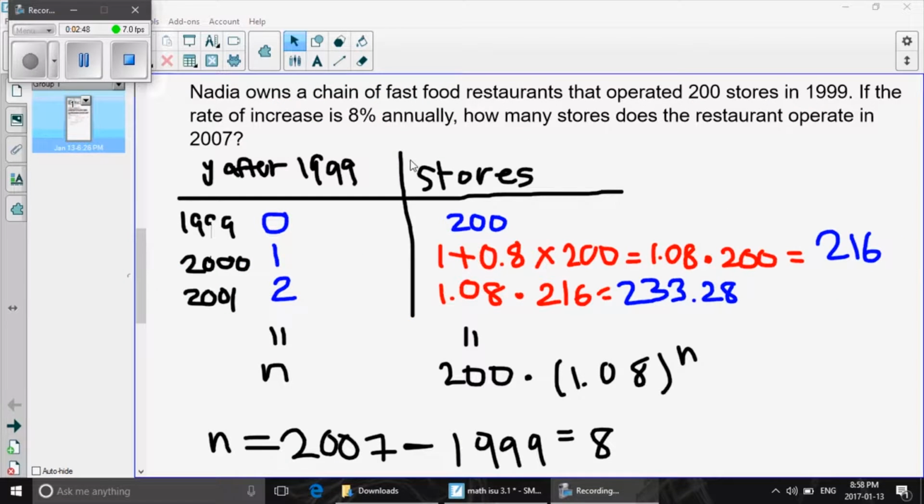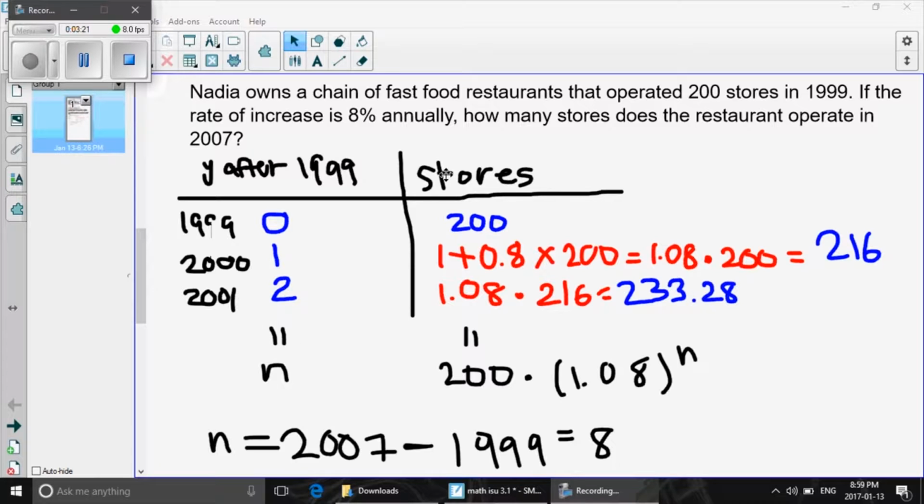So the next problem is that Nadia owns a chain of fast food restaurants that operated 200 stores in 1999. If the rate of increase is 8% annually, so every year, how many stores does the restaurant operate in 2007? So y after 1999 is the x value, so years after 1999, and the number of stores that have opened. So we have 0, 1, 2, all the way to n, and 0 represents 1999, 1 represents 2000, 2 represents 2001, and you get the gist.